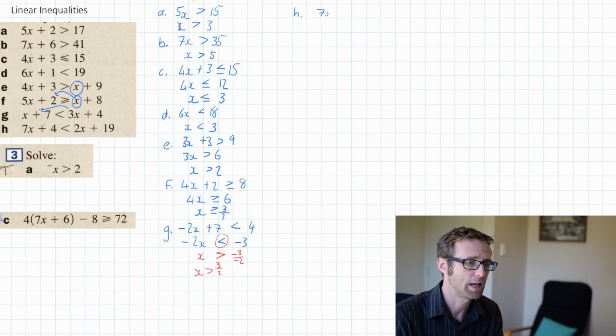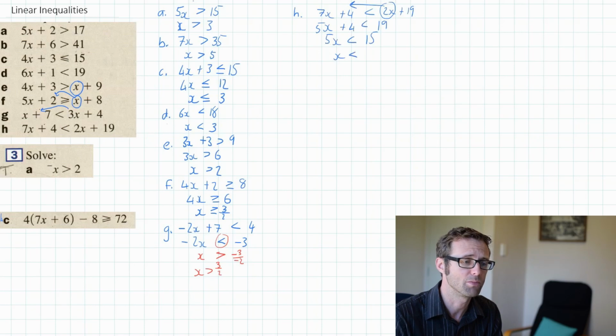7x plus 4 is less than 2x plus 19. I want to bring this 2x over to this side. So I'm going to say that'll be 5x, because 7x take away 2x is 5x. Now I need to get rid of this 4, and I subtract it from both sides, so I get 5x is less than 15. And my last step will be to divide by 5, and that will give me x is less than 3. Now we're going to move on to some slightly more challenging ones.